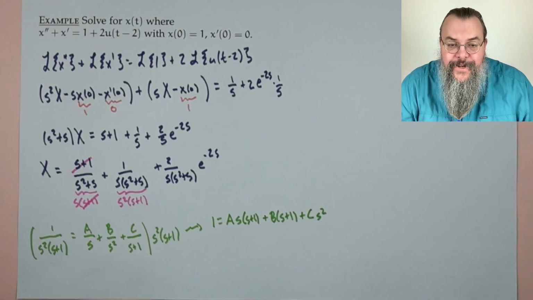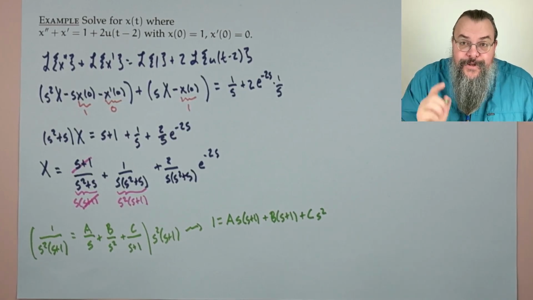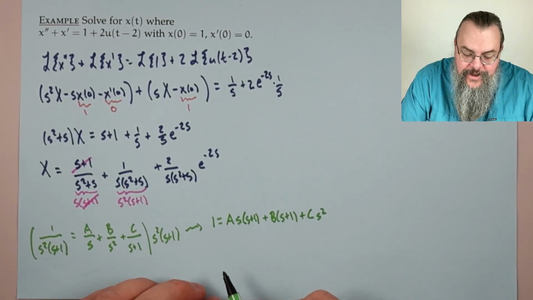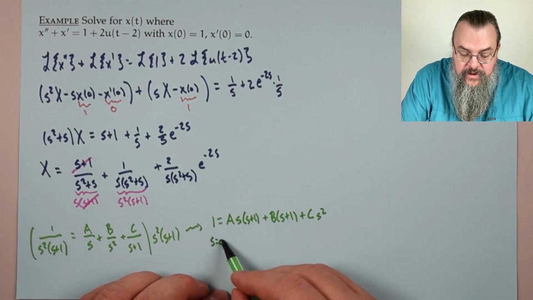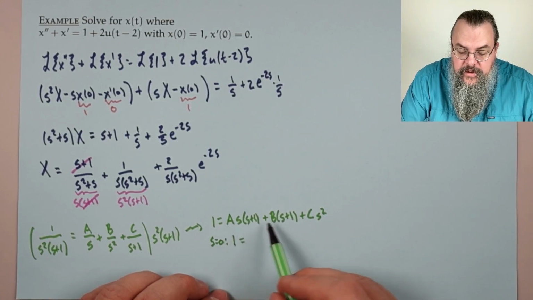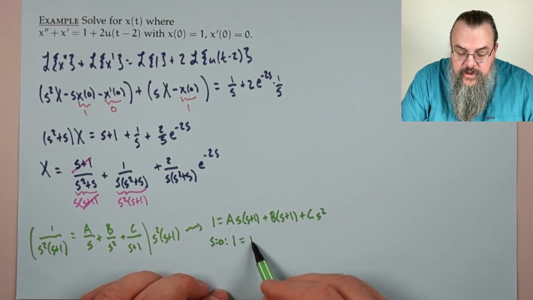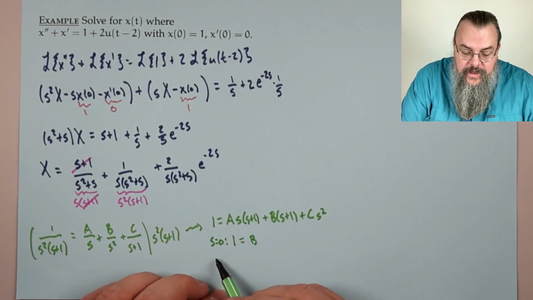All right, good. Now, time for us to make good choices. Well, 0 seems pretty good. Plug in s equals 0. You get 1 is equal to A times 0 plus B times 1 plus C times 0. Okay, so B equals 1.